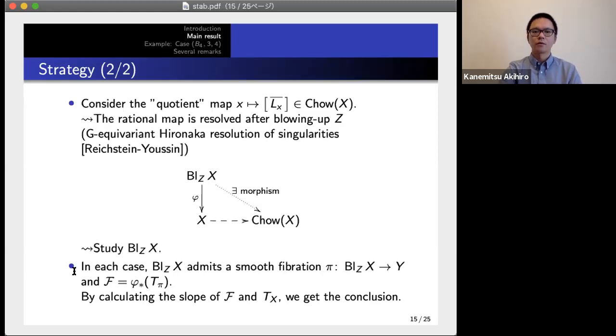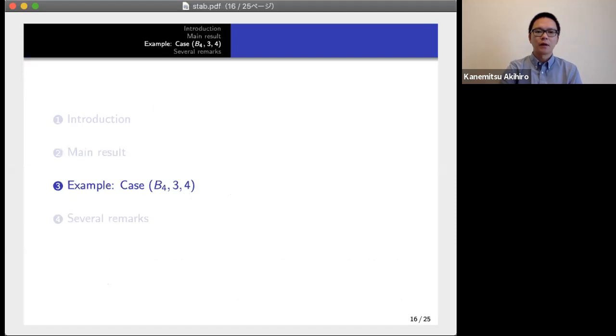And in each case, we can show that the blow-up admits a smooth fibration, which I will denote by pi. So the foliation F comes from the relative tangent bundle of pi. So the foliation is the push-forward of the relative tangent bundle of this smooth fibration. Okay, then the main theorem follows by studying the explicit geometry of the blow-up, and this is the general strategy of the proof. Okay, so now let me explain this strategy closely by choosing one example, the case B434.